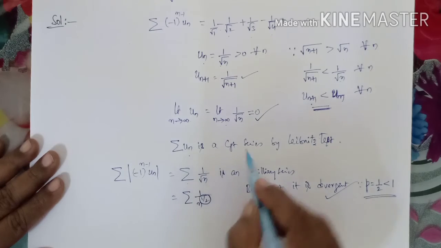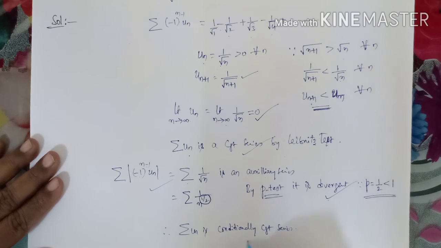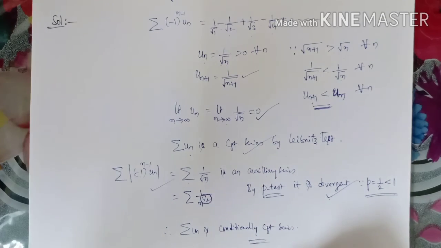Therefore, sigma un is a convergent series. Sigma mod un is a divergent series. Therefore, sigma un is a conditionally convergent series. Or we can call it a non-absolutely convergent series or semi-convergent.